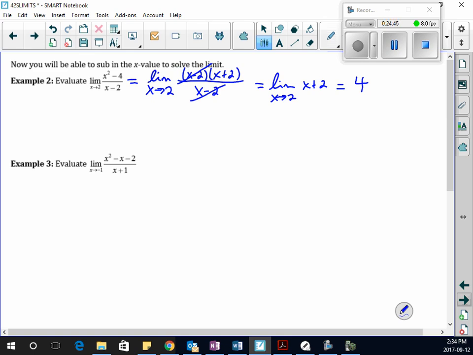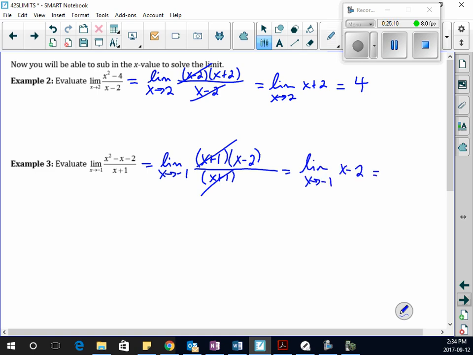So with negative 1, we subbed it in, we got 0 over 0, so now what do we do? Factor. What is the top factored to be? x plus 1, x minus 2. Is that right? These cancel. You don't have to write the next step, but I'm going to write it just so you know. It's the limit now as x goes to negative 1 of x minus 2. Negative 1 goes in there. What do I get? Negative 3. Okay?